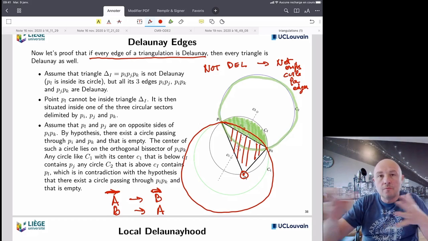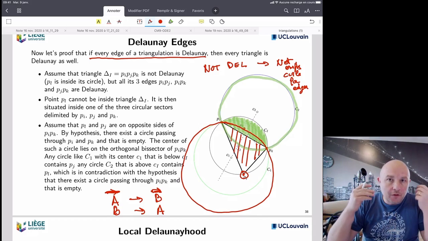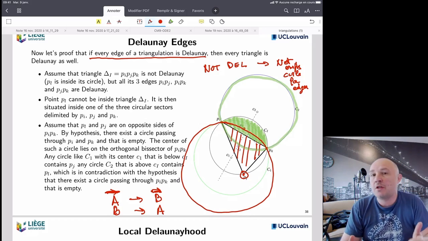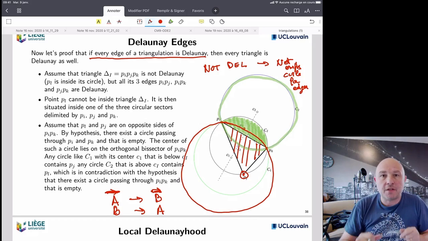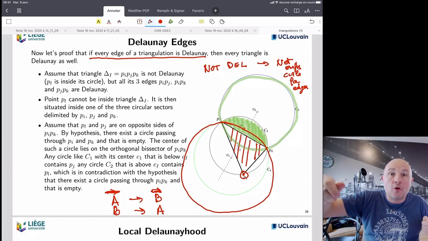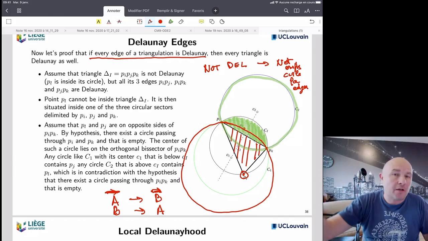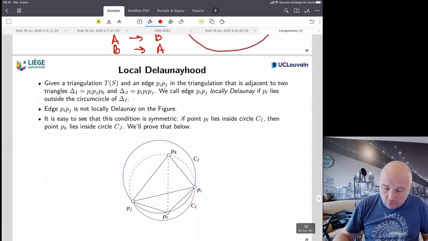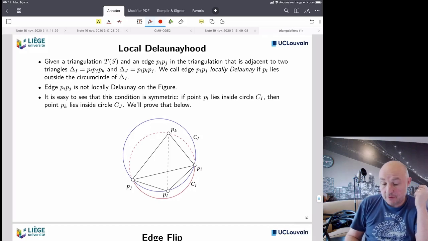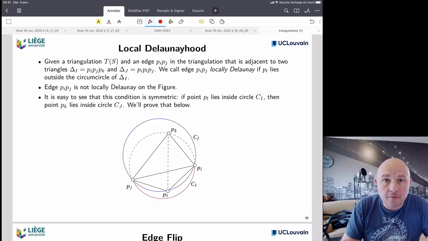So these are the two ways of describing a Delaunay triangulation. First, every triangle has an empty circle. It's equivalent to say that every edge of the triangulation has an empty circle, any one. So what we can talk about now is the local Delaunay rule, and that will lead to a first algorithm that allows us to build a Delaunay triangulation.